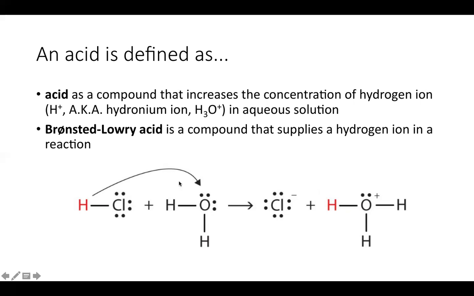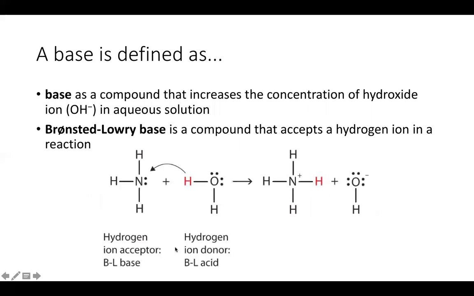Bronsted and Lowry is a compound that supplies a hydrogen ion in a reaction. So with Bronsted and Lowry, it's a compound that gives up protons, gives up H. And again, remember that H plus, that hydrogen ion, a proton, is equivalent to H3O plus. So we can also see that in this figure. HCl is giving up its proton, and then it forms that H3O plus. So both definitions are depicted in this one illustration, and we'll talk more about this in a minute.